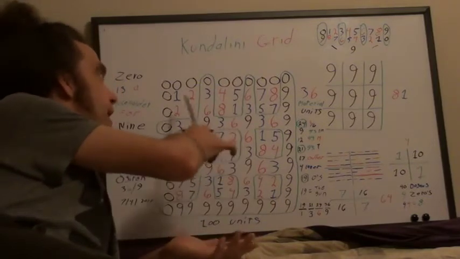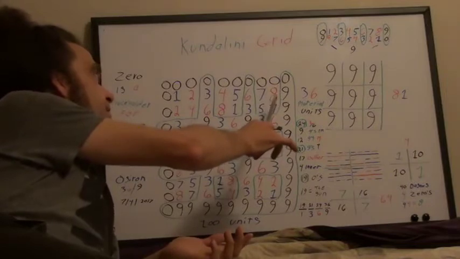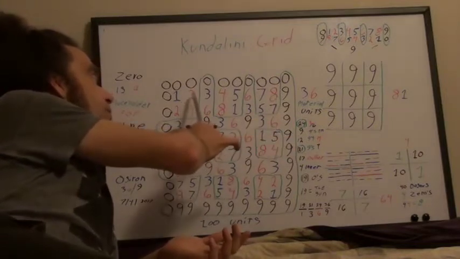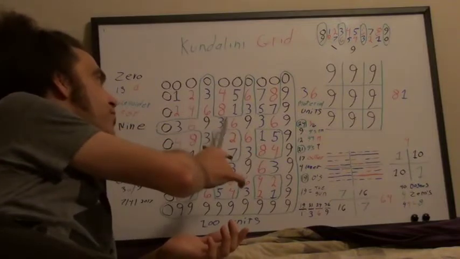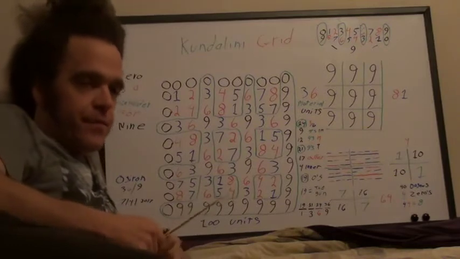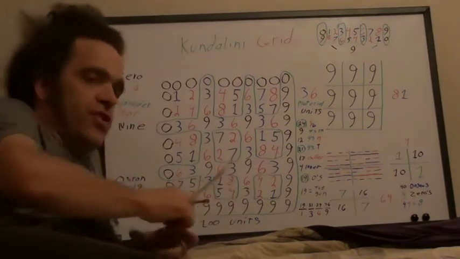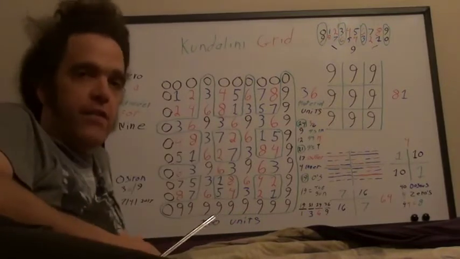In each row, it produces a distinct repeatable code that repeats to infinity. The ones tables do it, the twos have their own special code, the threes have their own special code, 4s, 5s, 6s, 7s, 8s, and 9s each have their own distinct code. And what that produces, of course, is what I have been calling the Kundalini Grid.